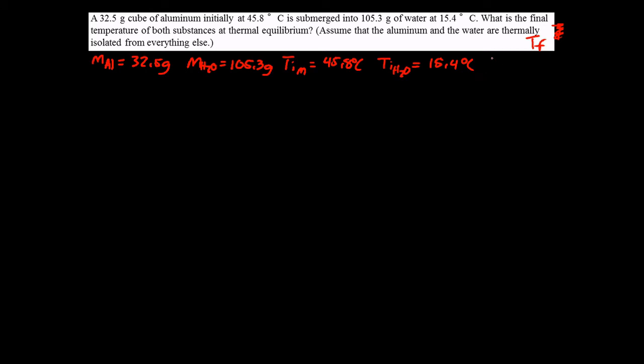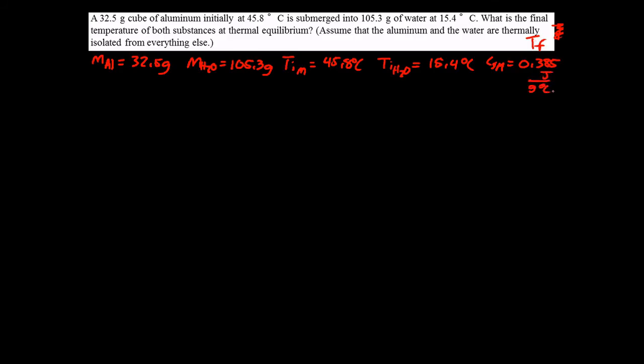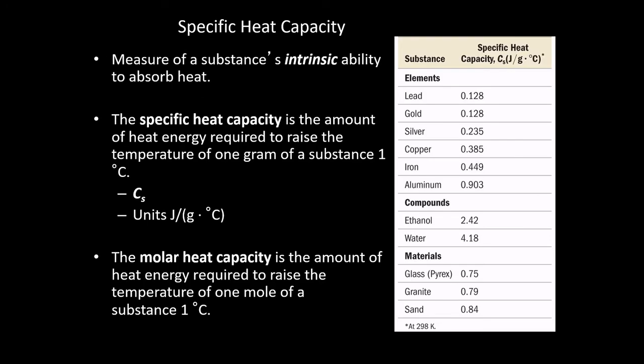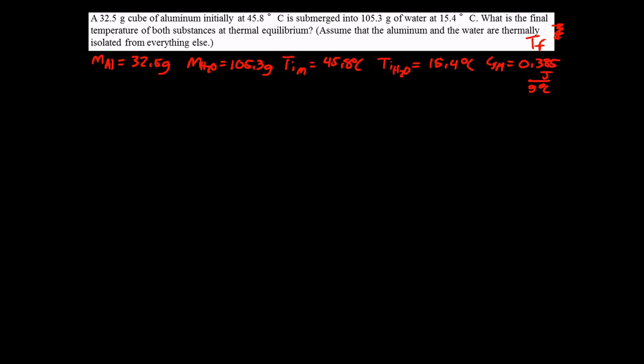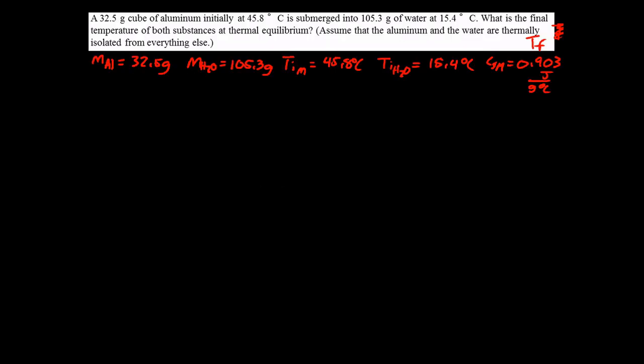And so if you remember, Cs for aluminum was 0.385, if I remember correctly, joules per gram degree C. Make sure that's correct. Oh wait, no, that was copper. Sorry, not aluminum. Aluminum is 0.903. That will teach me to try to do things by memory. I'm second guessing myself now. Yes, 0.903. My head was thinking 0.930. I tend to flip numbers around like that. And then the water is 4.18 joules per gram degree C.